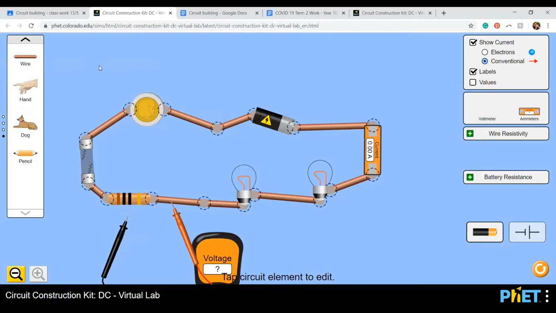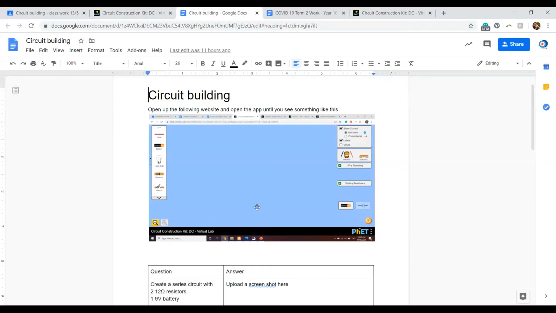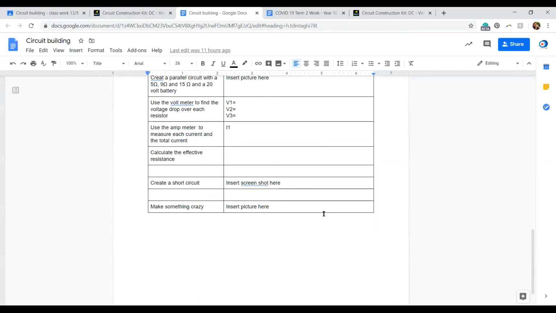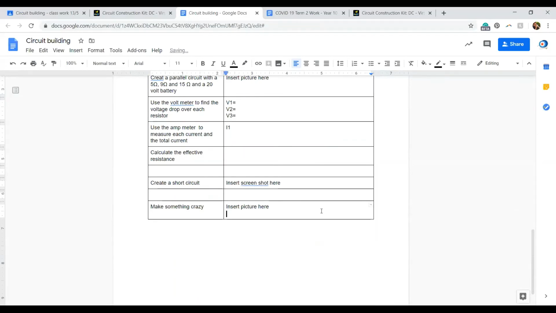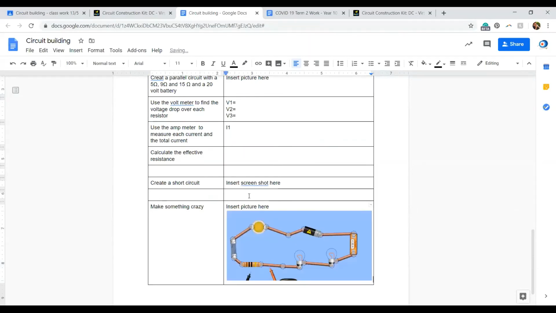Once you've got a circuit that you're happy with, you can print screen this, and then copy that. I'm not sure if you saw me push that, but I can then put a screenshot in here. And so Control V, screenshot, done.